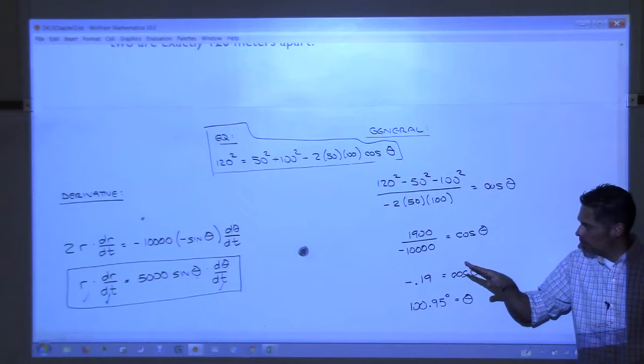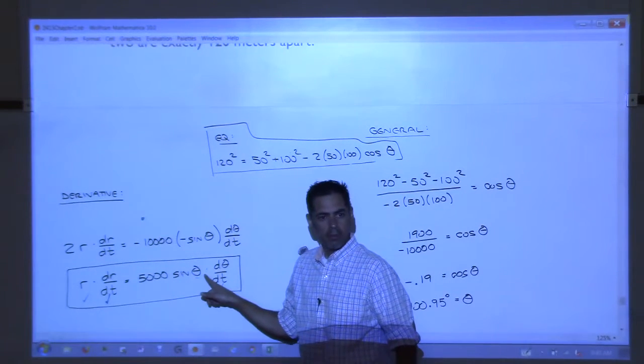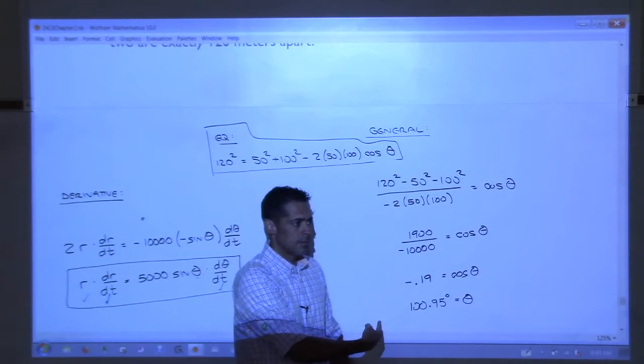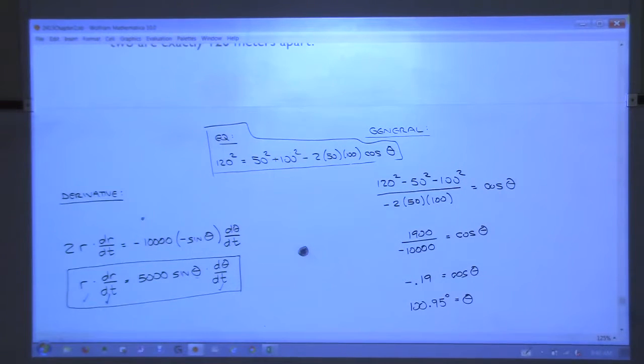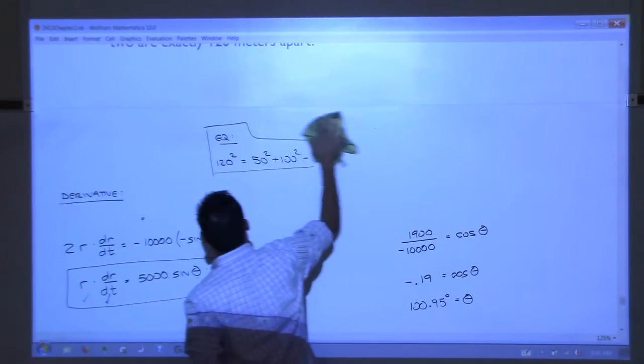Now, I needed to know what sine of theta was, right? I know what theta is. It's 100.95 degrees. We're almost there. You all look thrilled. Yeah, I put the degree symbol there. Now, if you're in radian mode, you're going to get a different answer. That's okay. Just make sure you know you're in radian mode. All right. Here we go. We should be really close to the answer here.